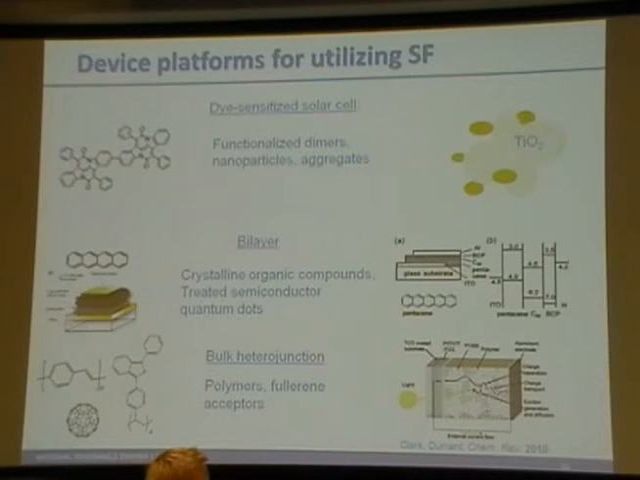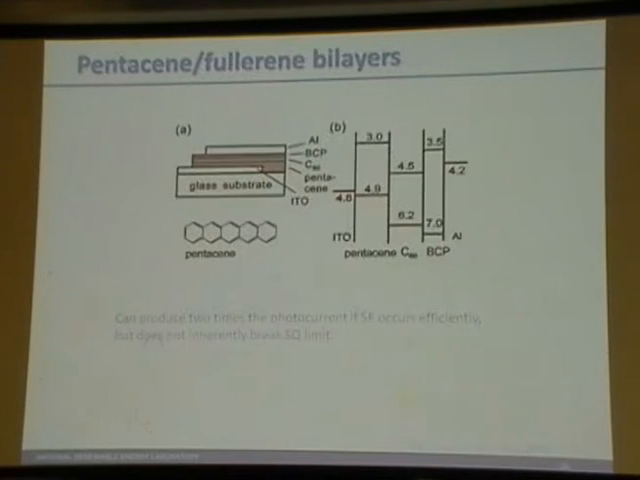Bulk heterojunction is another way. It hasn't really been explored in as much detail, maybe partially because it's a slightly more complicated route. But you could imagine replacing the ordinary polymer that people use with a polymer of a molecule that might undergo singlet fission, and you get two very long-lived triplets that could diffuse their way into an interface and inject charge.